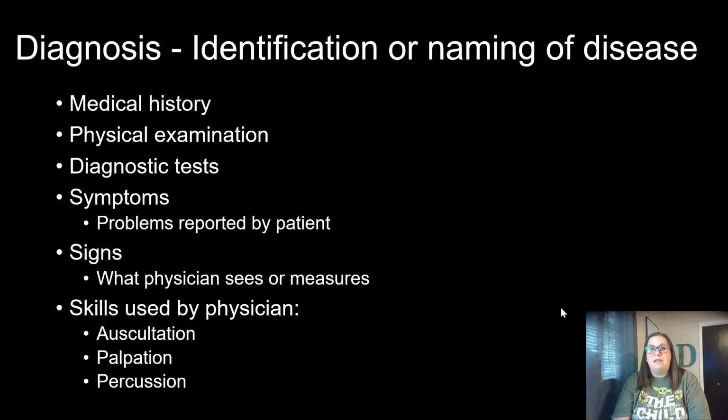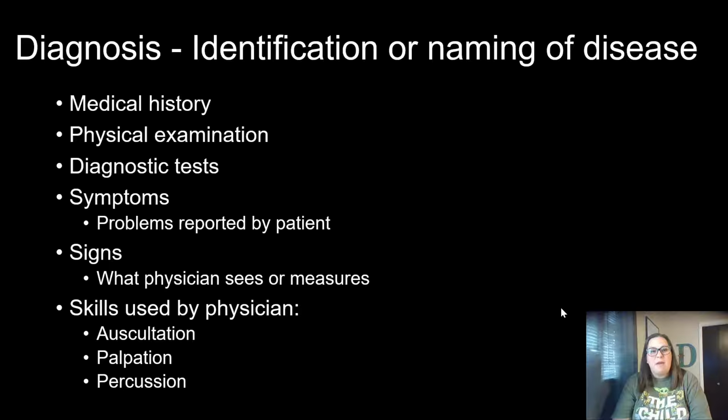All right, so a sign would be things like blood pressure, temperature, respirations, heart rate. Those would all be indications or signs that something is going on. Now, skills that are used by a physician to do some of these physical exams and also test some of these signs. Auscultation is where you're going to listen. A lot of times we use a stethoscope, and this is when they listen to your heart rate, your breathing, and they may even listen to your stomach and your bowels for movement.